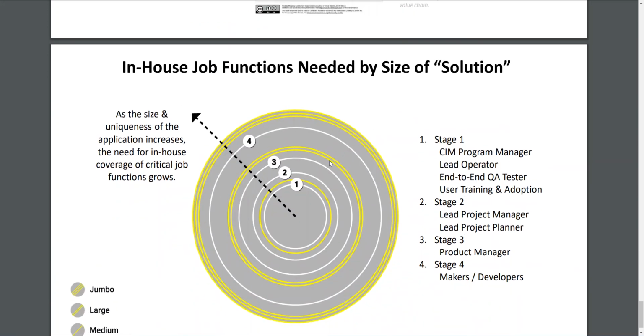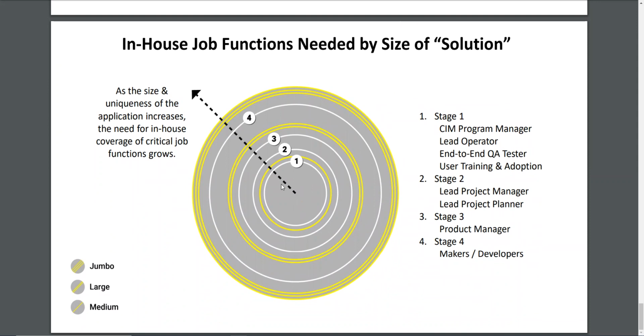If you have the strategic differentiation, as you get into more unique applications, size is going out. The one yellow line is the medium, the two is the large, and the three yellow is the jumbo. There are job functions I've already talked about that become more and more critical as the uniqueness or size of the application increases. When you get into stage 1, you're getting into a program manager, a lead operator, end-to-end QA testing, and user training and adoption, with someone wearing these hats. As you get into stage 2, that's where a lead project manager and a lead project planner will help you.